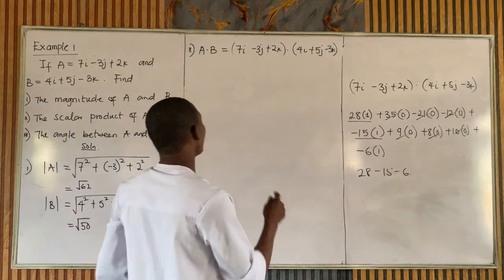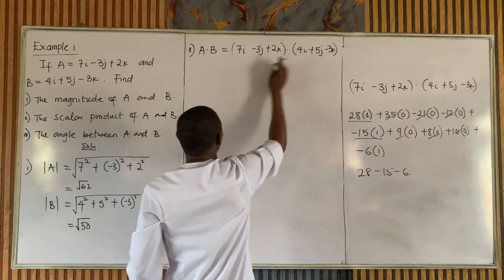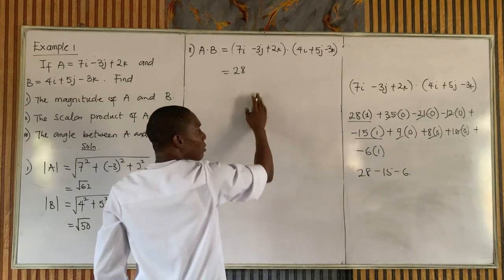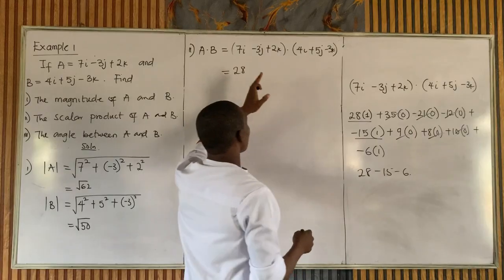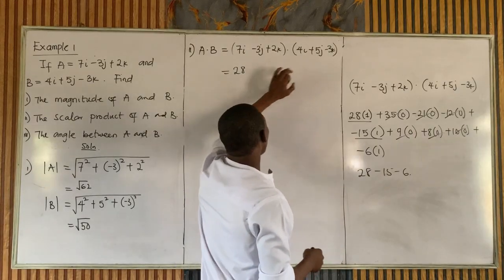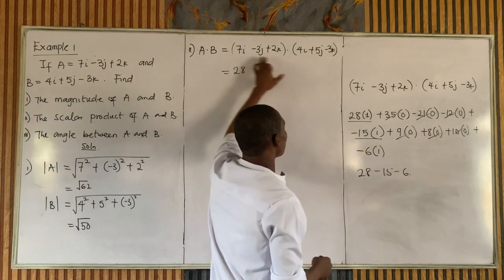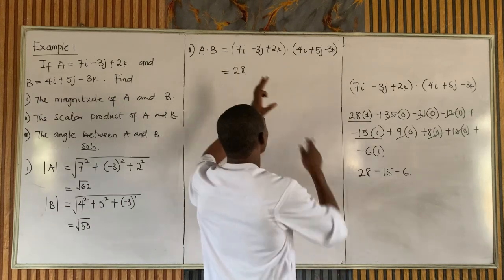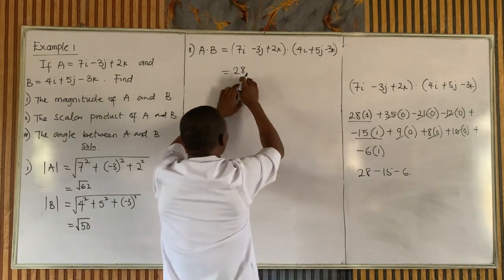All you just need to do is to multiply the I with the I alone. 7 times 4, 28. I dot I, 1. That's all. 28 times 1 is 28. Then go with the J and J. Because you know that when you dot I with any other one, it will give you 0, because I dot J will give you 0, I dot K will give you 0. So multiply I with the I alone, 28.